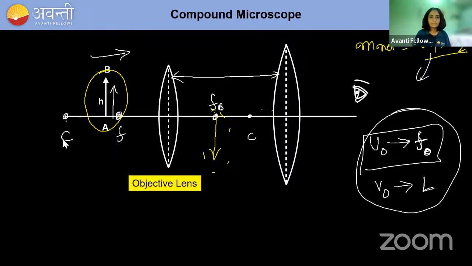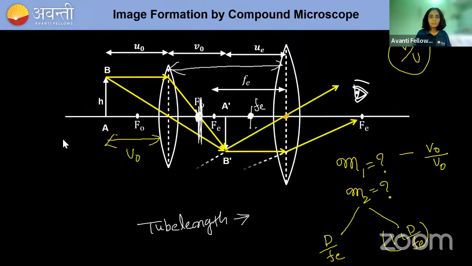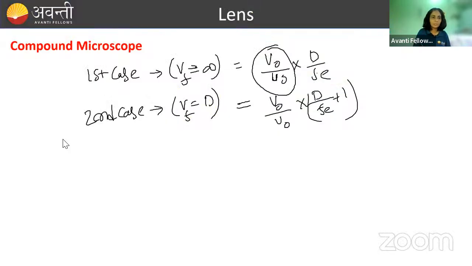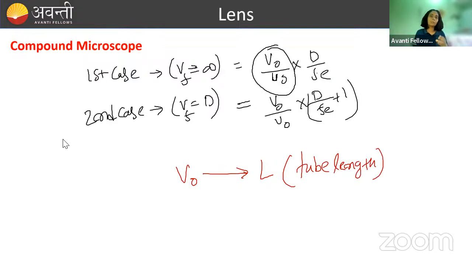So now let me summarize things that I have already taught you. Here I told you approximation if you're going to use for V naught and U naught. So we can approximate V naught to L, and L is your tube length. Ideally, tube length is the distance between focus of objective and focus of eyepiece, but it almost becomes equal to the distance between objective and eyepiece. We can approximate according to the question. If the question gives the distance between both lenses, we will consider that as tube length. And if the distance between focus of objective and focus of eyepiece is given, we will consider that as tube length. Okay. So depending on what the question is saying, we will do that.